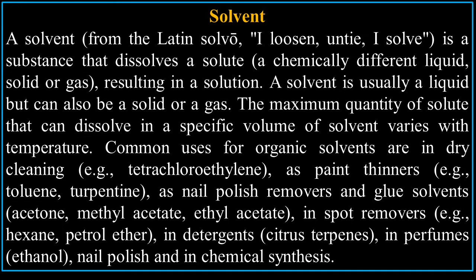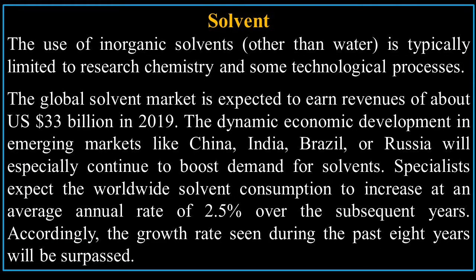Examples: tetrachloroethylene in dry cleaning; toluene and turpentine as paint thinners; acetone, methyl acetate, and ethyl acetate as nail polish removers and glue solvents; hexane and petroleum ether in spot removers; citrus terpenes in detergents; ethanol in perfumes, nail polish, and chemical synthesis. The use of inorganic solvents other than water is typically limited to research chemistry and some technological processes. The global solvent market is expected to earn revenues of about US$33 billion in the year 2019.